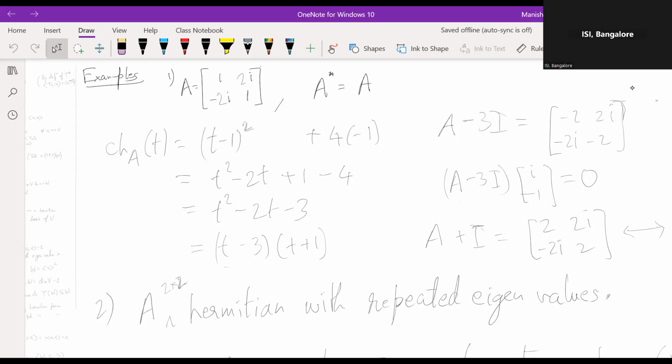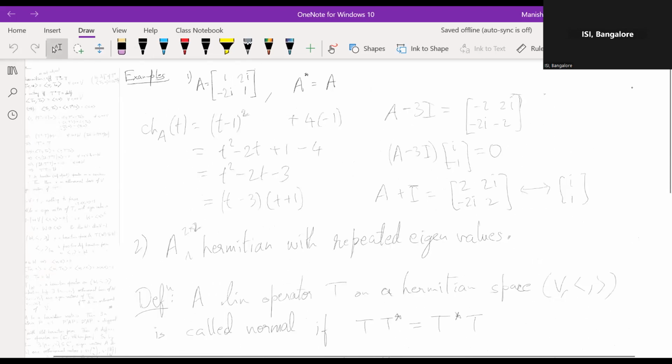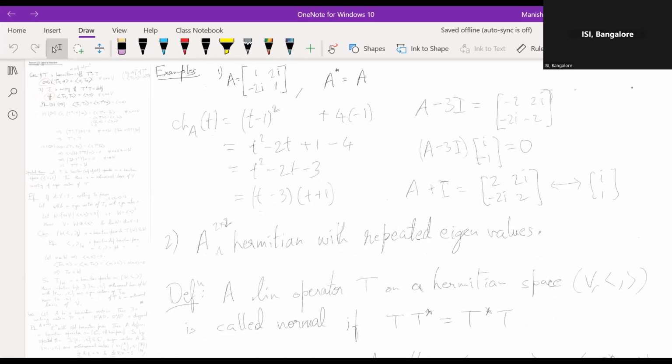And similarly, for the eigenvector for eigenvalue 3, and similarly for minus 1, you look at A plus I, so maybe I can make this a little smaller. So you look at A plus I, and then the eigenvector. If you multiply by i, you don't get the bottom row, you get the negative of the bottom row. So the eigenvector is (i, 1). So these are the eigenvectors.